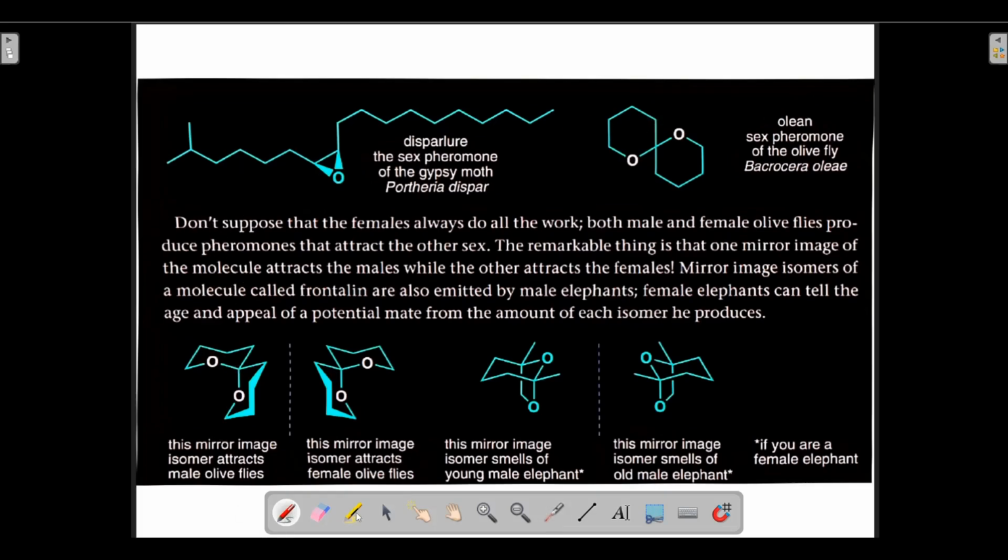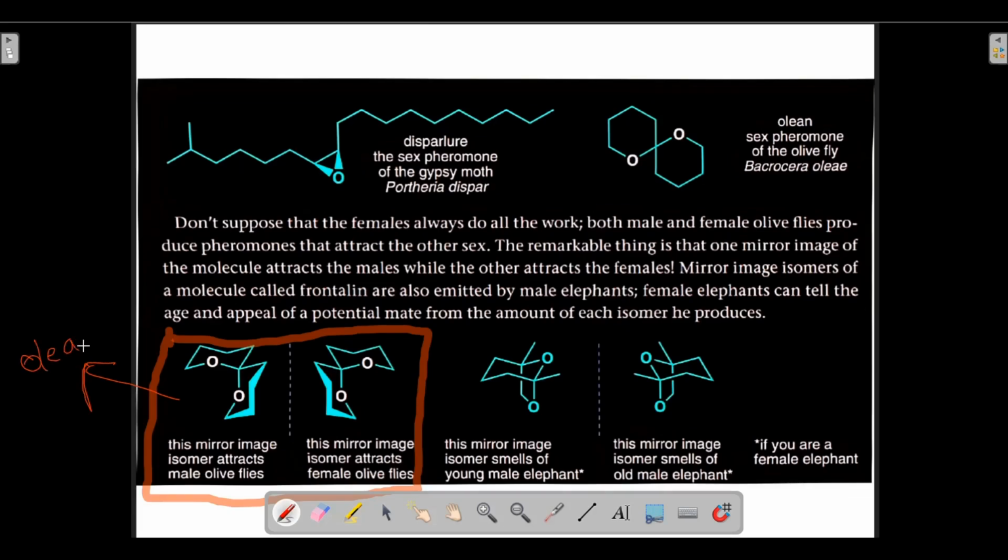Have a look at this figure before moving on. This figure is olean's figure. This is a two-dimensional drawing of olean, but this is the three-dimensional drawing of olean. These two figures are three-dimensional drawings of olean. Now this mirror image isomer attracts male olive flies.